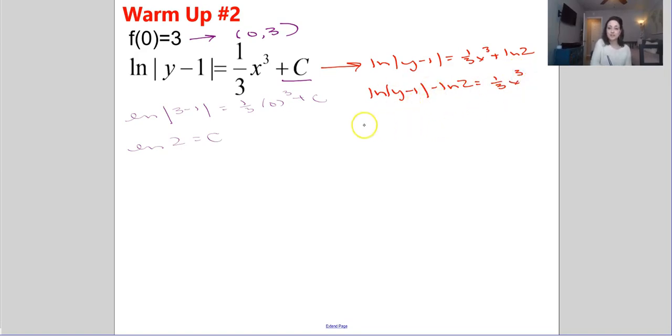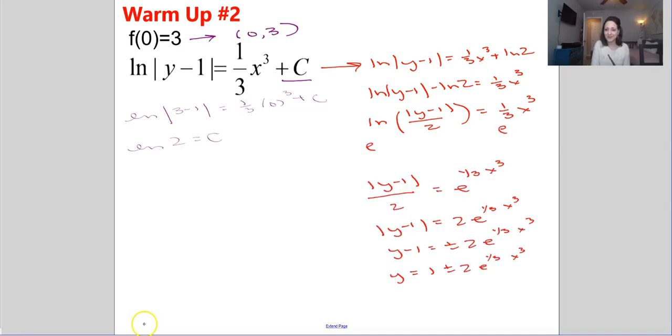The point of getting your ln's on one side is to combine them. This time I can use my division rule for logs. So I'm going to put that 2 in the denominator. Now I have just one log. I still have 1/3 x cubed on the right-hand side. First pause on the screen, see if you can finish it from here. See if you can solve for y.